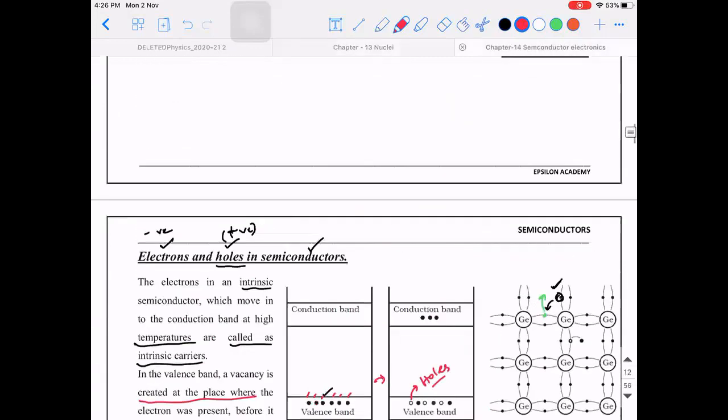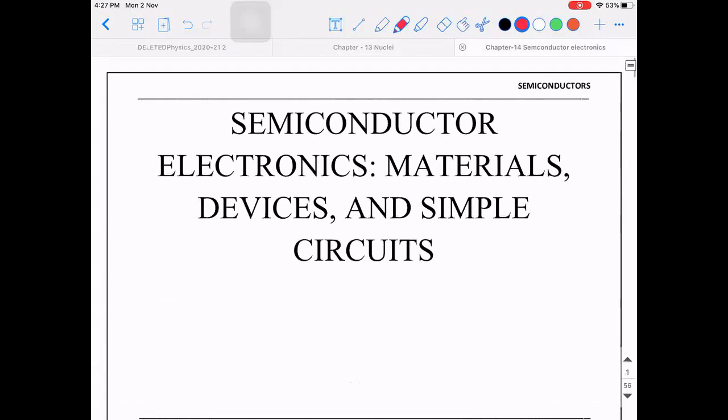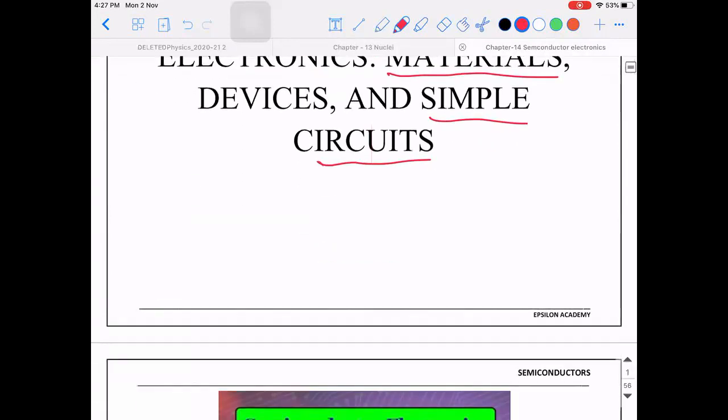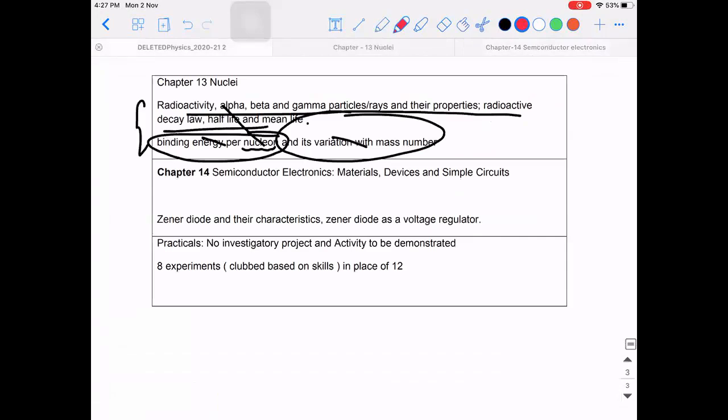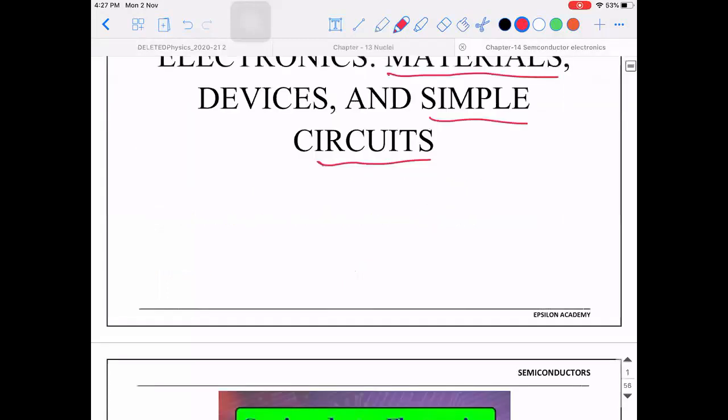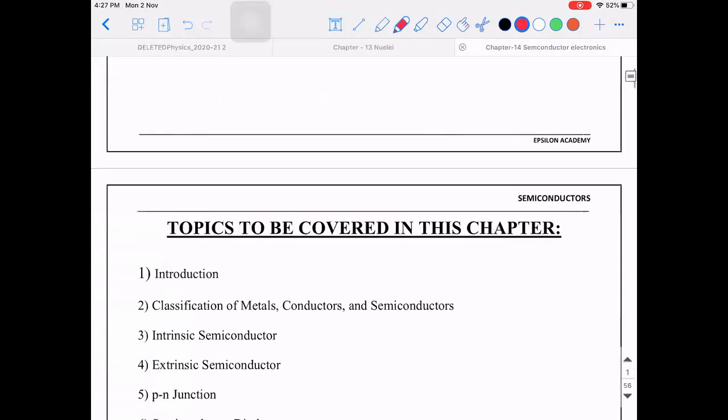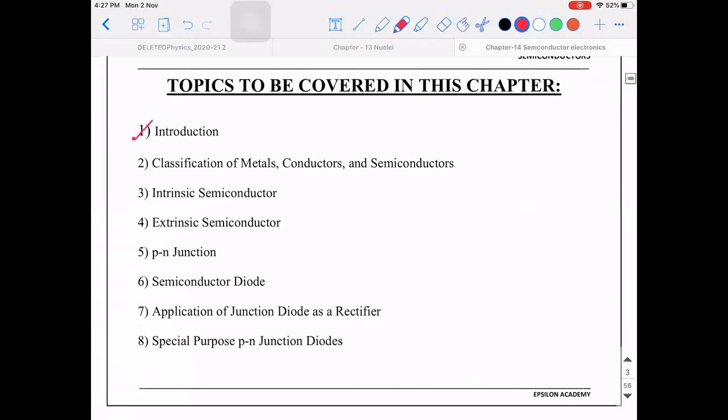So as I told you, after that we can actually start semiconductors. That is the last chapter in your 12th standard. Okay, by this week I'll complete it. So this is called semiconductor electronics, which covers materials, devices and simple circuits. These are all the things we are going to see. Actually speaking, this is a very big chapter, but your syllabus is broken down into smaller parts. So they have removed Zener diode and its characteristic as a voltage regulator and all those things. I'll just give you an introduction, then I'll explain everything in detail.